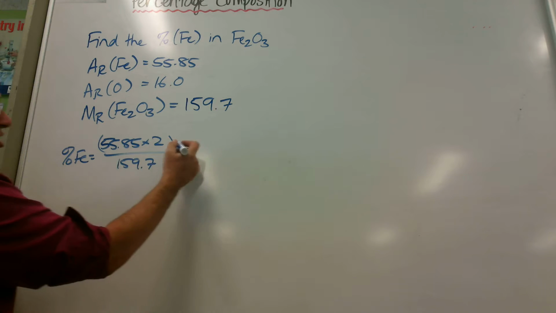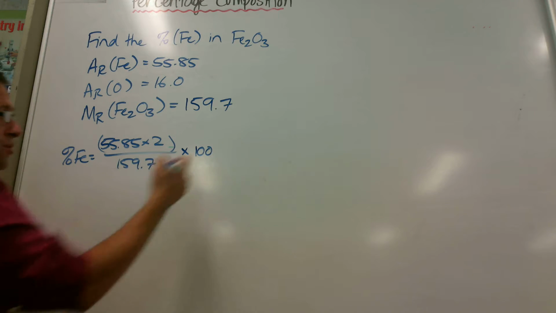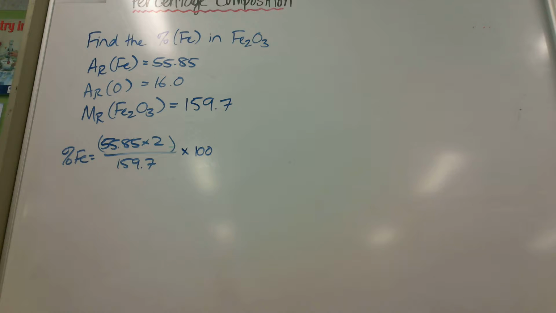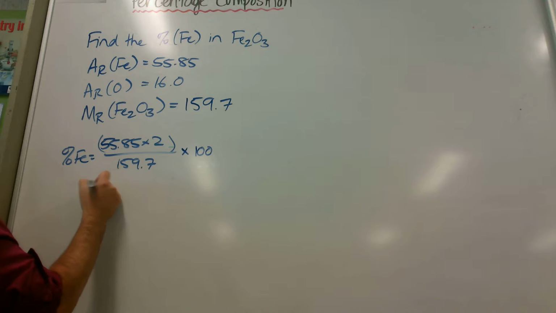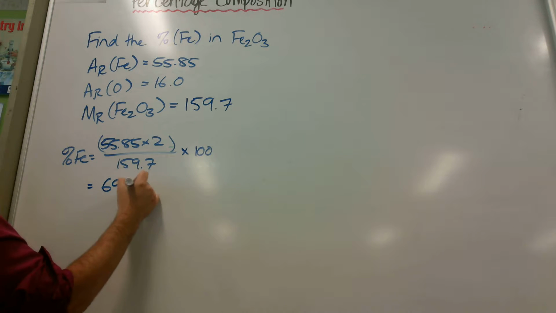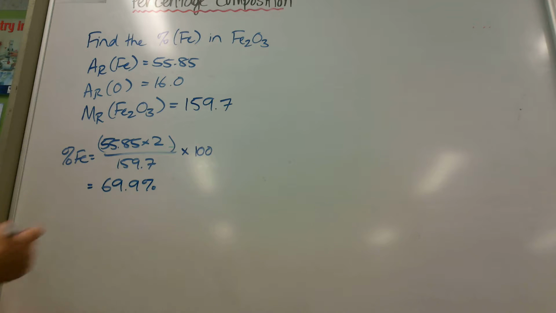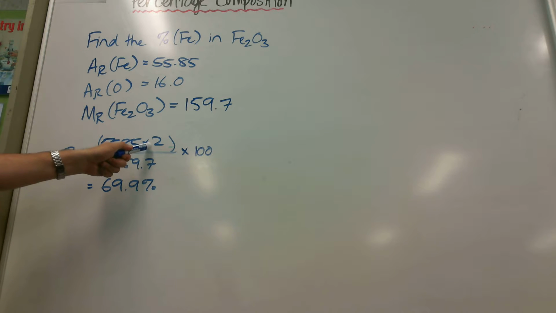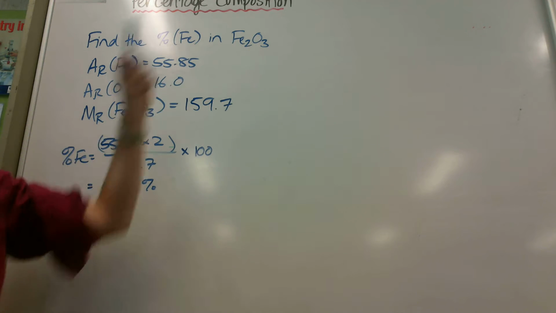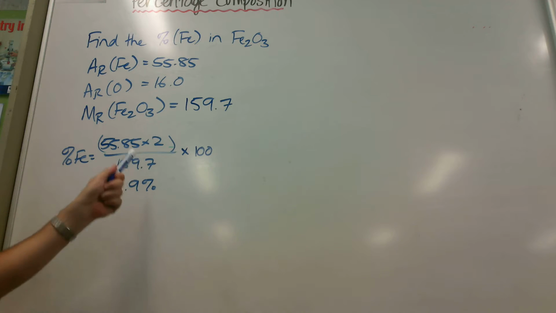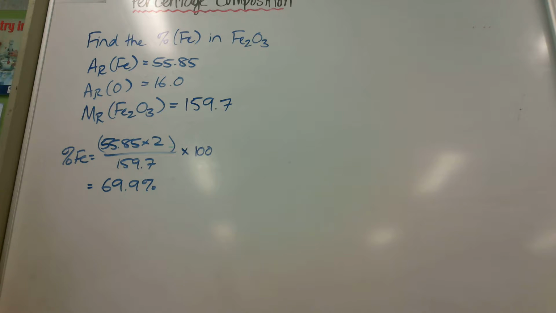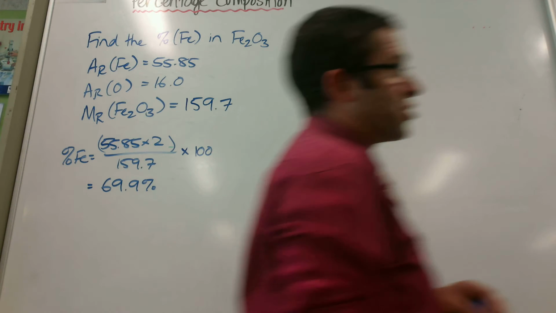To make it a percentage, I then need to go times 100. Okay, that makes it a percent. And I think you're going to get 69.9% for that if you use the exact values. Alright. So, as I say, the reason for the times 2 is because you've got the 2 in the formula. The reason that we worked out the molar mass is that's our total score, as it were, that we're working out a percentage from.